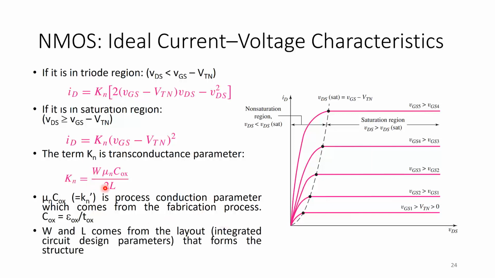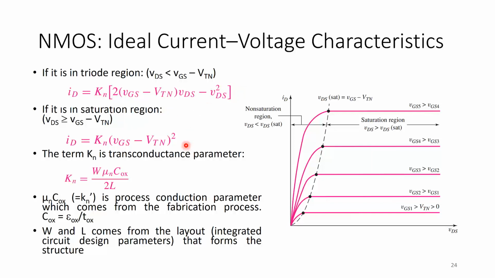But W and L, if you remember from a few slides ago, L is the distance between source and drain and W is the width of the gate. Those are just the layout. They come from the layout that forms the structure, and these are the integrated circuit design parameters that determine the size of the transistor. So W and L determine the sizing, whereas mu n C ox comes from the fabrication. Whatever it is, this value Kn is used whether it is in triode or saturation. If it is in triode, ID follows the equation above, and if it is in saturation, it follows the equation below.